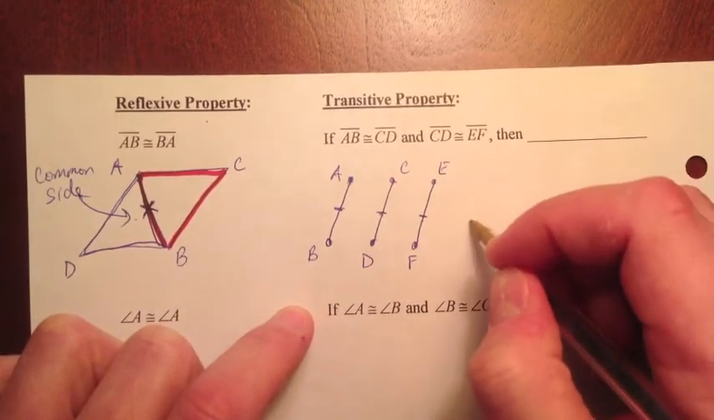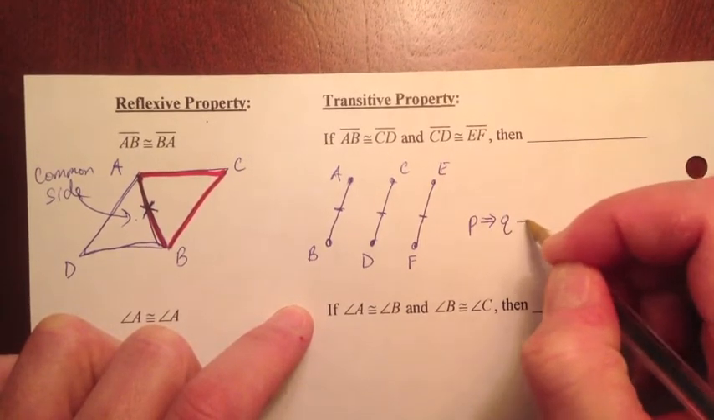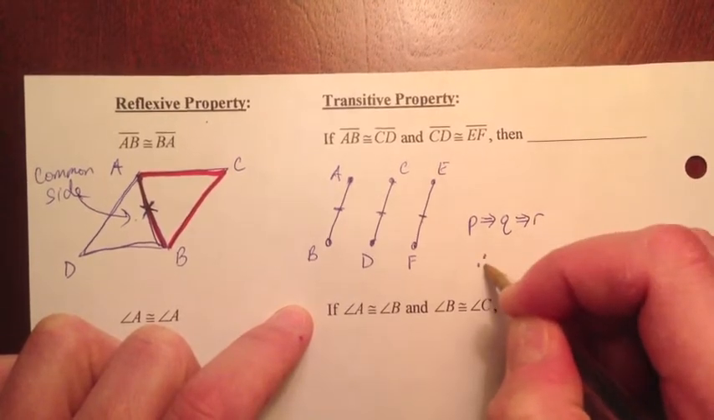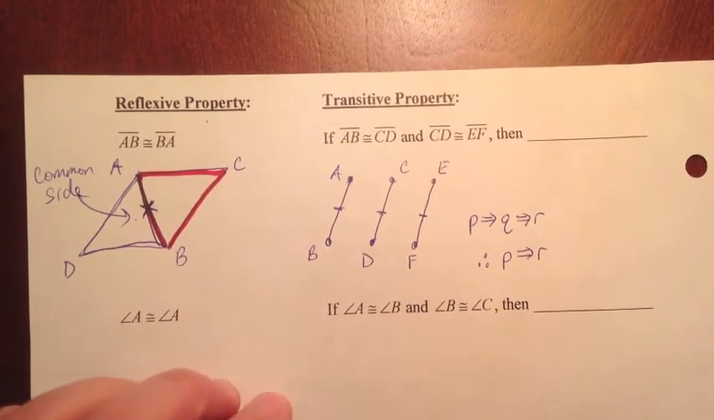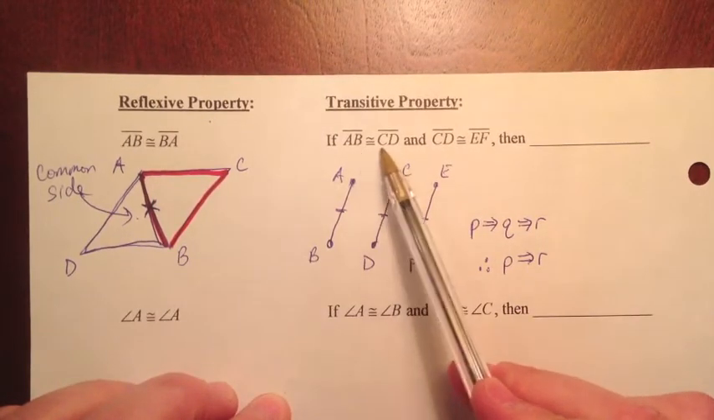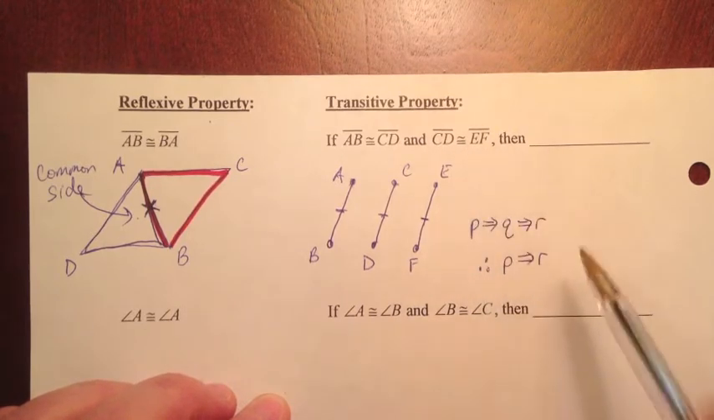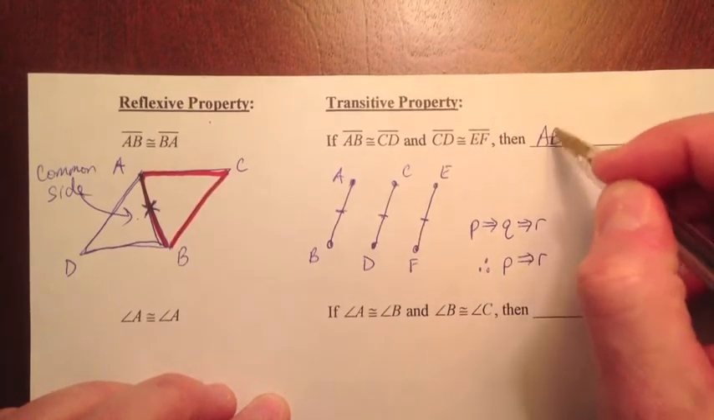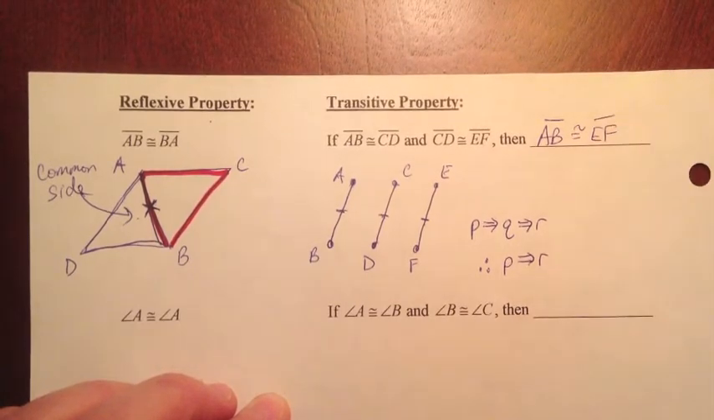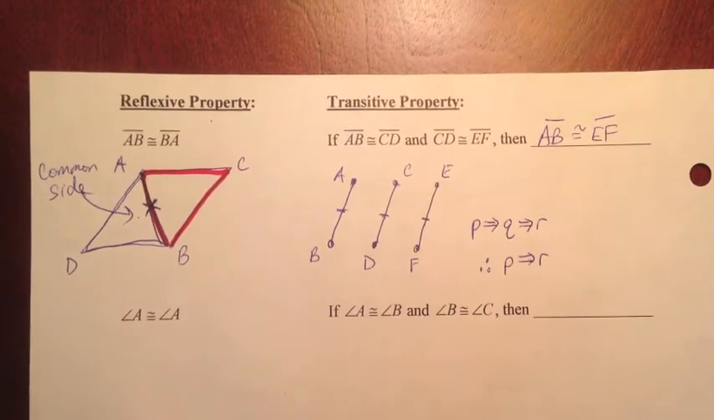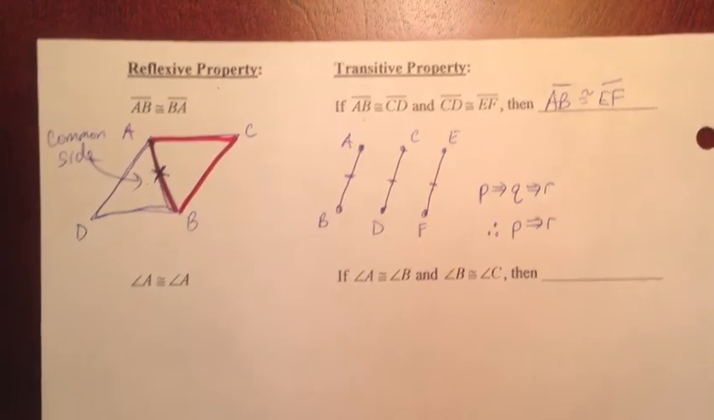Now we've actually seen this before. We did this with logic. We did this with the chain rule, the law of syllogism. P implies Q, and Q implies R, therefore P implies R. The first thing implies the third thing. Okay, so what we can say here, if AB is congruent to CD, and segment CD is congruent to segment EF, then the first segment AB has to be congruent to the last segment EF, and that is called transitive. Now that's reflexive, transitive, that's for segments. Okay, how about for angles?